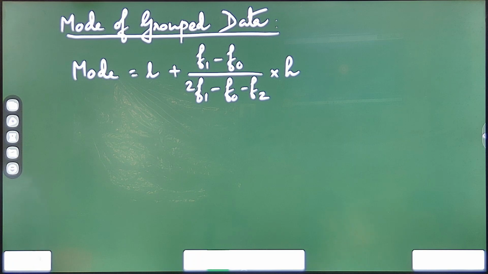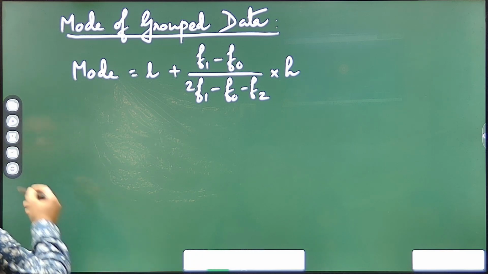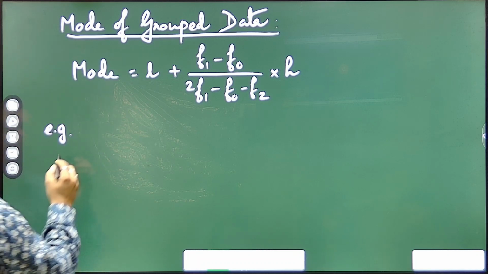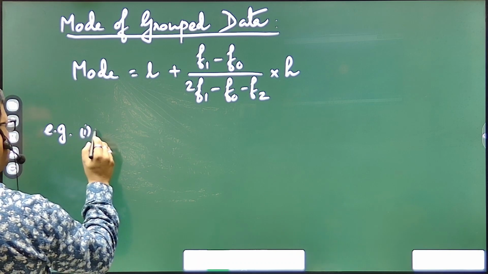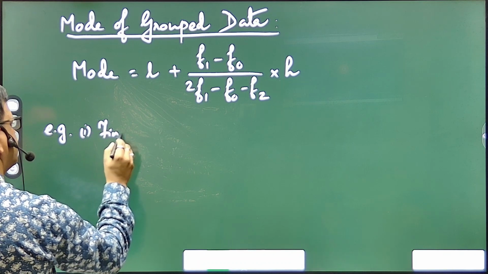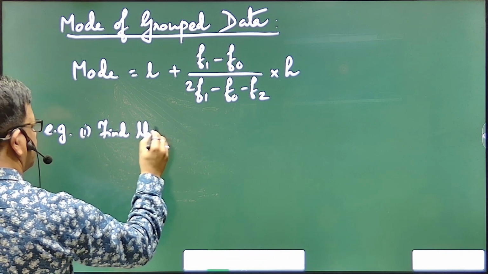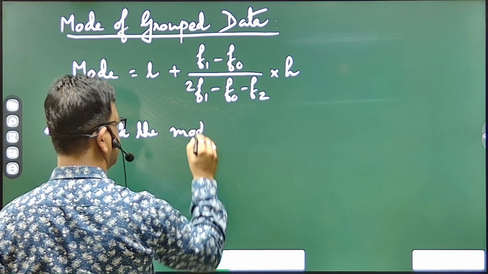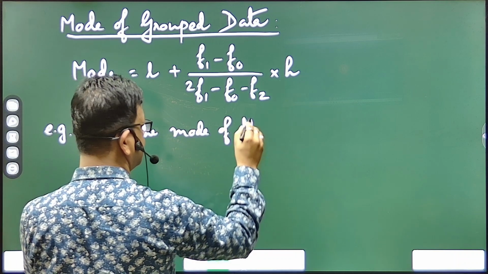Finding mode of group data. So this is for group data. Let us give an example. Example number 1 is actually for ungrouped data. Find the mode of the following data.